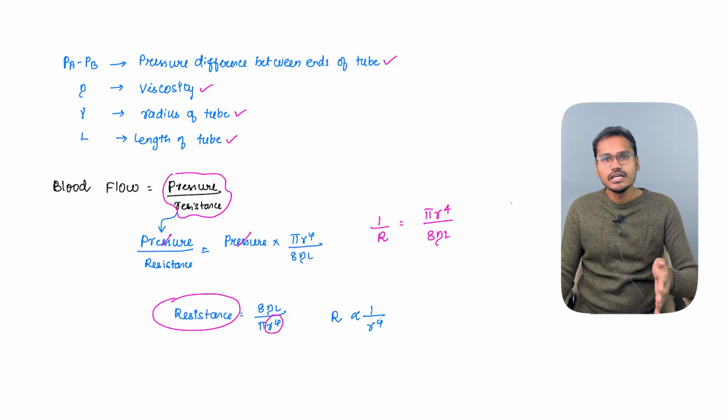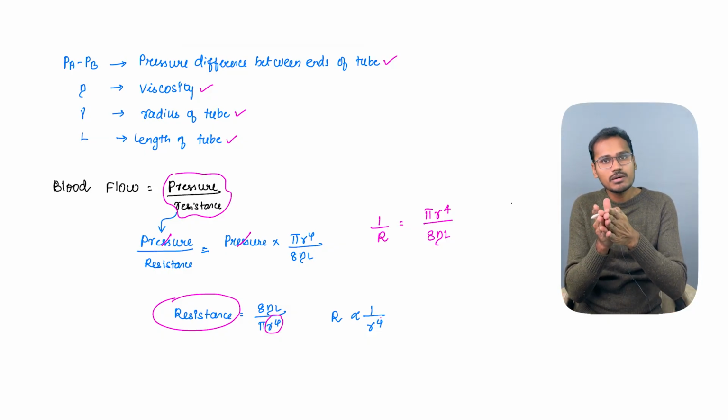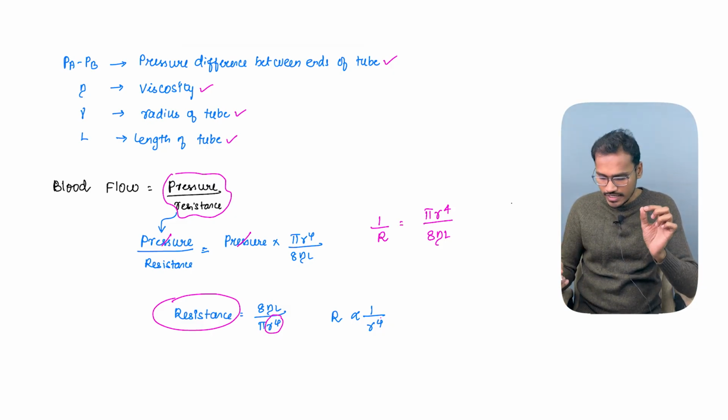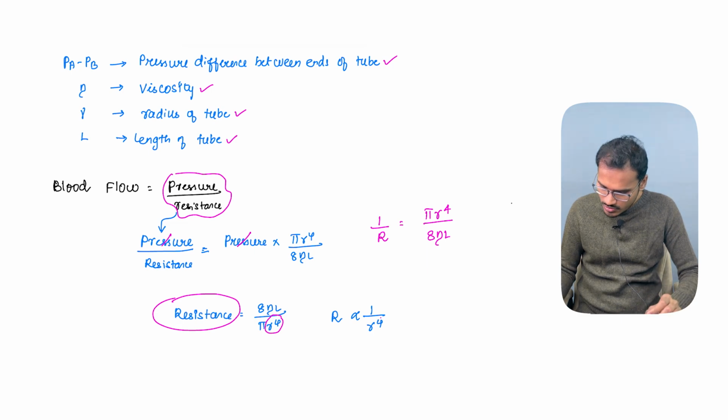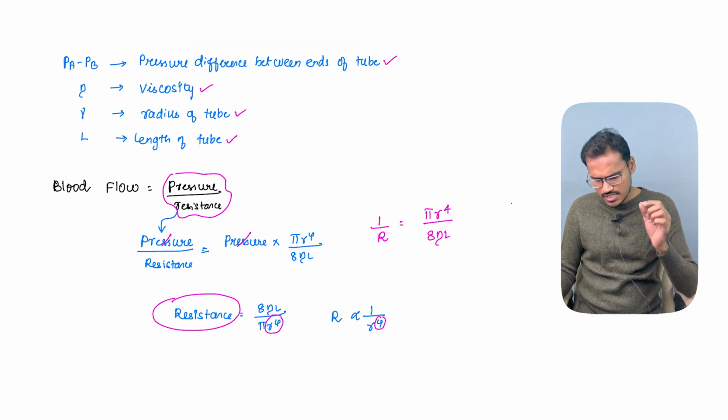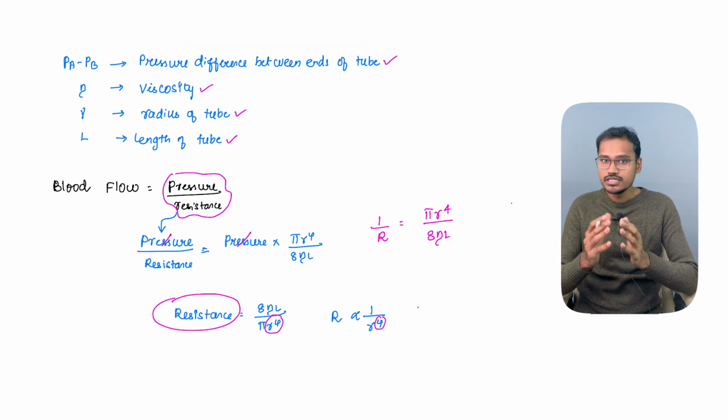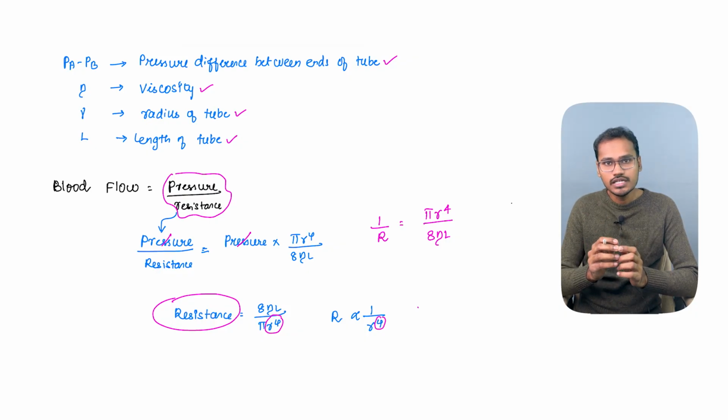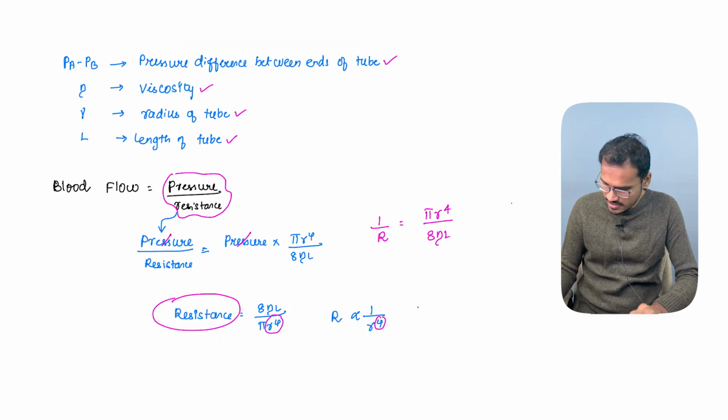It's pretty logical. When the radius is smaller, what is going to happen to the resistance? The resistance is going to increase. If the radius is bigger, the resistance is going to fall, and it changes up to the power of 4. For one simple example, if the radius is doubled, the resistance is going to decrease by 16 times. So R is inversely proportional to r to the power of 4, which becomes inversely proportional to 16.